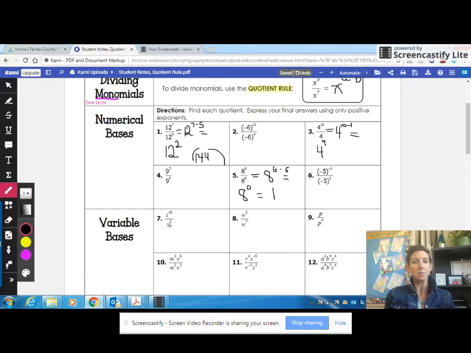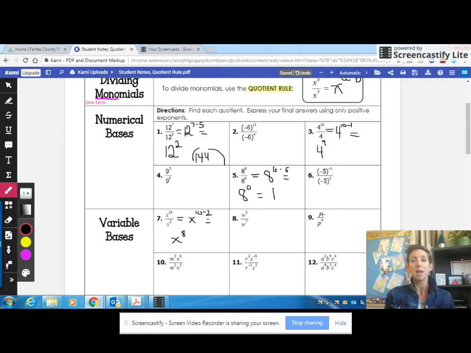All right, now let's take a look at number 7. So here we have variables. So the question is, can we use the quotient rule when we just have variables? And the answer is, of course we can. Again, we would know that we have x as our base, and we would subtract our exponents. So we would subtract 10 minus 2, and we would then rewrite it. So 10 minus 2 is 8. So the answer to this problem, number 7, is x to the 8th power. And we can't simplify that anymore because we don't know what x equals. Look at number 9 now.